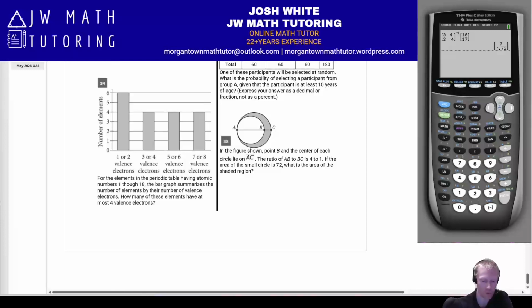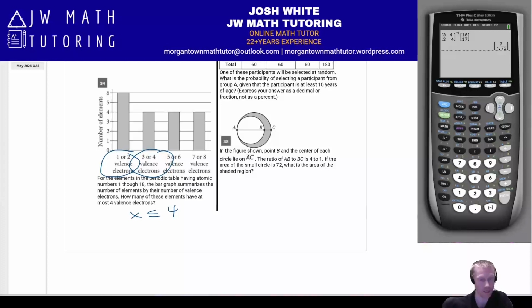All right, for number 34 at the bottom, here we have basically a bar graph or a histogram. And we want to know how many elements have at most 4 valence electrons. So obviously that's going to be 1 or 2 or 3 or 4. When we talk about at most 4, we're talking about the number of electrons less than or equal to 4. So we just add up these two values together. 6 plus 4 is 10, and that's the answer. No other work for that problem.